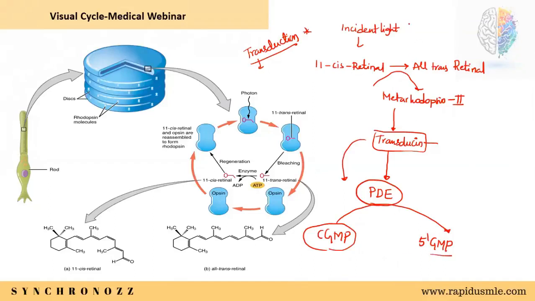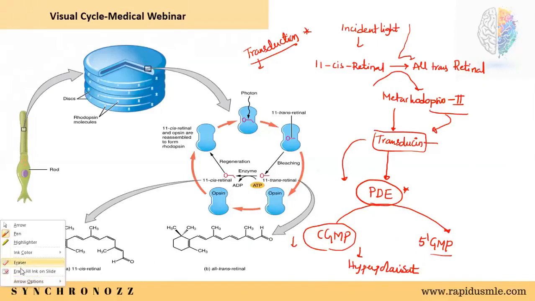How does this happen? These are the steps. 11-cis retinal to all-trans, generation of metarhodopsin, metarhodopsin activating transducin, transducin activating one enzyme known as phosphodiesterase enzyme. Now, because of depletion of cyclic GMP, the sodium channels close, and this leads to hyperpolarization. So this is how the visual cycle, that is the transduction pathway, occurs.